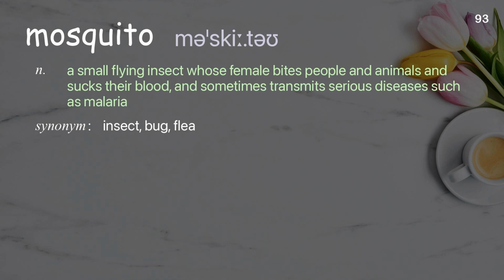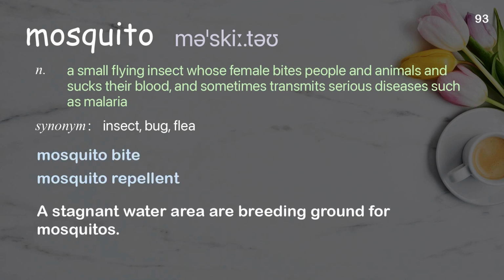Mosquito: a small flying insect whose female bites people and animals and sucks their blood, and sometimes transmits serious diseases such as malaria. Examples: mosquito bite. Mosquito repellent. A stagnant water area is a breeding ground for mosquitoes.